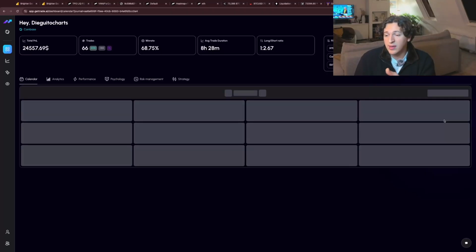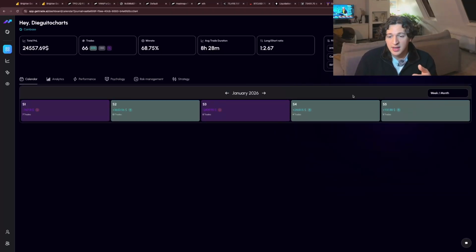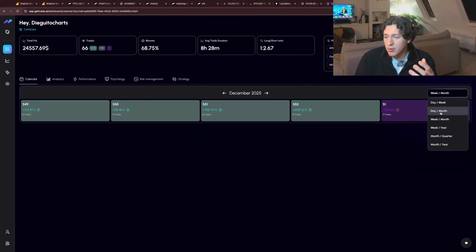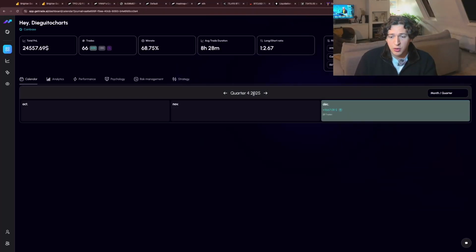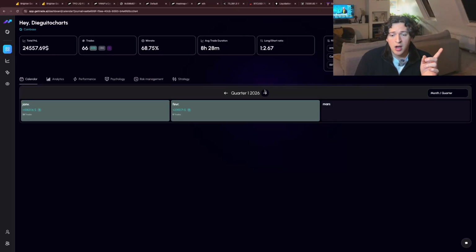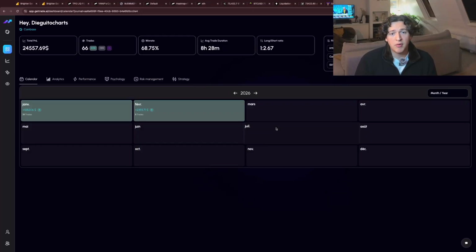For example, weeks per month, so you have the weeks in January, you have the weeks in December. You can also do the months in the quarter, so Q4 2025. I started this journal in December, by the way. Q1 2026, so you have the months. Or you can have the months in the year to see your profits every month in a single year. That's more visual, but it's totally automated, the interface is very smooth, and honestly, I really like it.